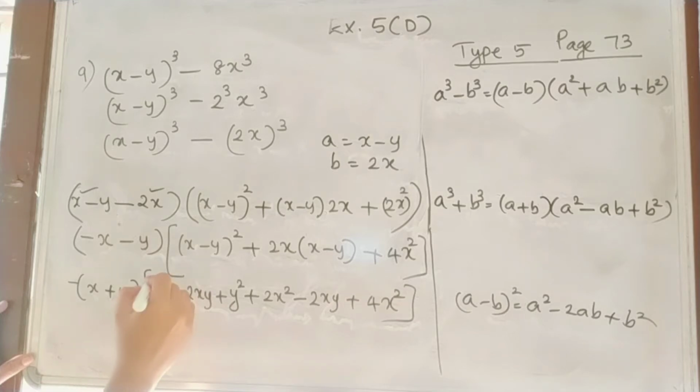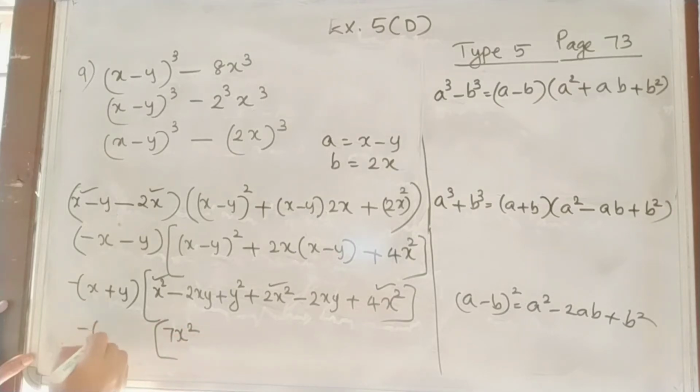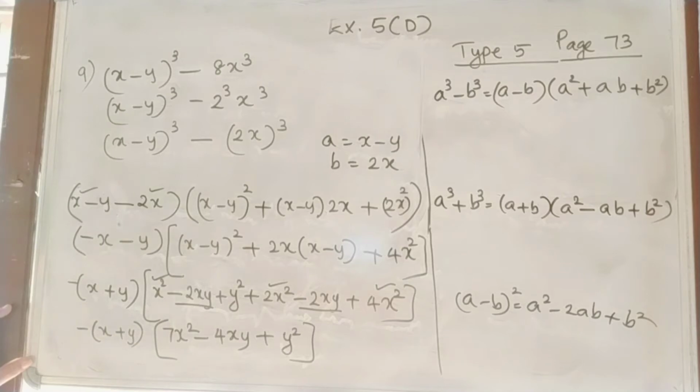Is there anything to add? x square, 2x square, that is 3x square, 3x square plus 4x square, 7x square. Then already negative of x plus y outside. Then negative 2xy, negative 2xy, it will be negative 4xy. Then plus y square. Okay, up to this understood, no? So negative of x plus y into 7x square minus 4xy plus y square. So no need of square bracket, you can directly put a single bracket. Okay, that is the answer.